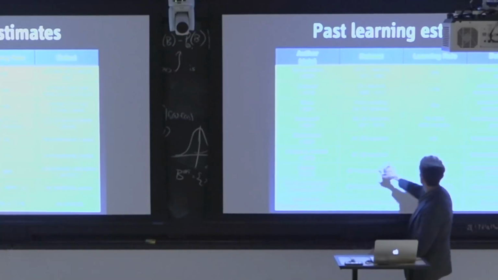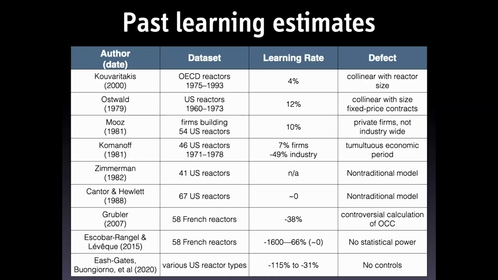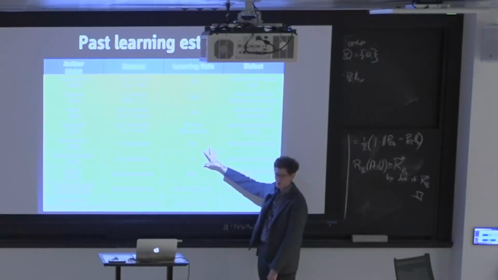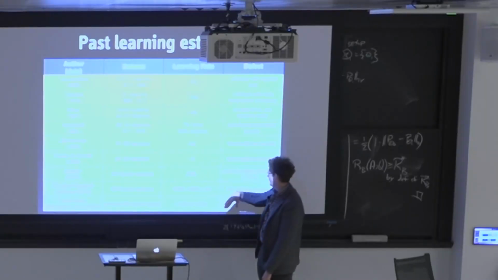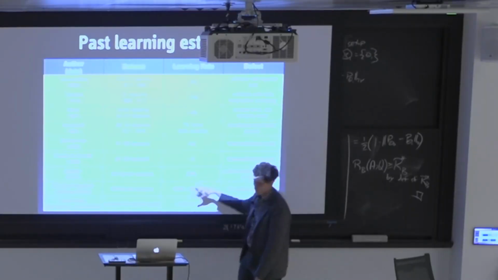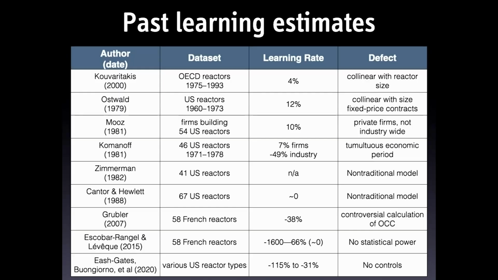So unfortunately, while these are very good models, they don't tell us anything about long-term learning potential. Gubler and Escobar both focused on France.